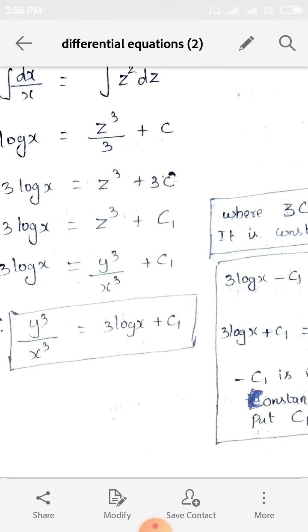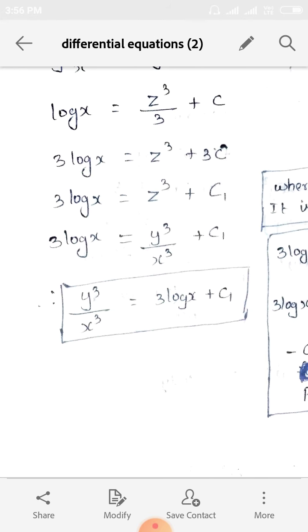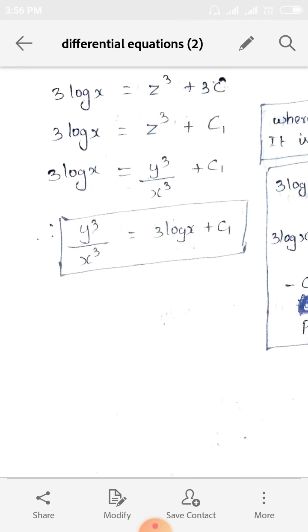You have to rewrite the 3c as c1. c1 is nothing but a constant. We have to just rename. So 3c can be written as c1. So the next step is 3 log x = z³ + c1. Right? Next step, we have to apply z = y/x. So 3 log x = y³/x³ + c1.